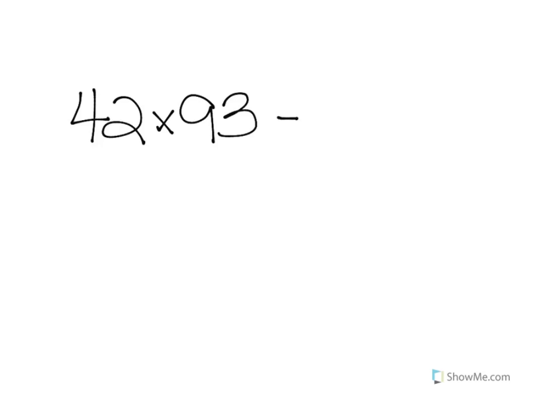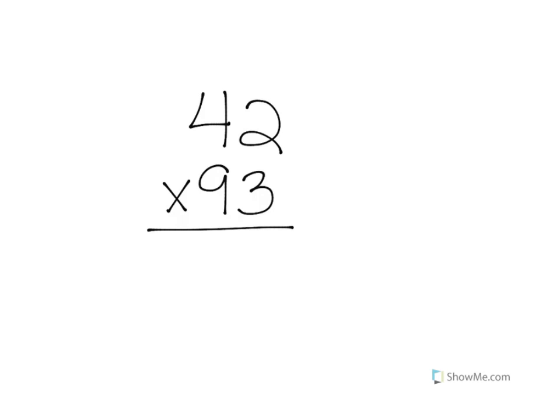Let's try another one. Let's try 42 times 93. Okay? First thing I'm going to do is rewrite the problem, having the 42 on top. Again, it would be equally correct to have the 93 on top. I'm going to start down here in the corner with the 3, and I'm going to do 3 times 2.